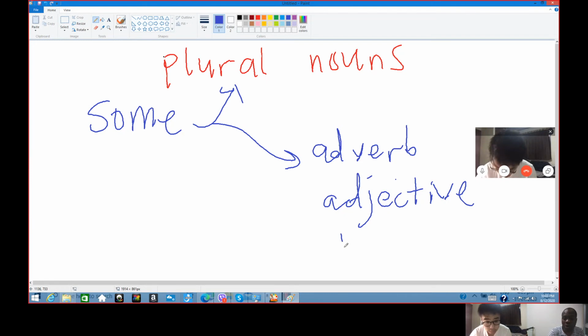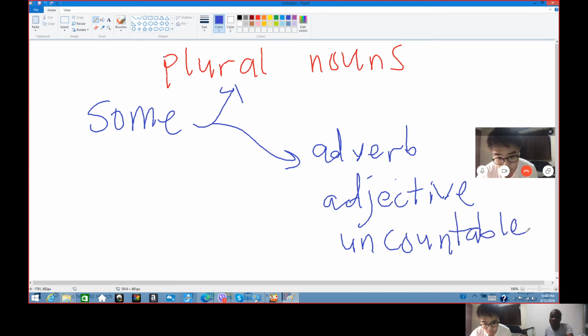Okay. Then also we have uncountable. This is very, very important. Uncountable. It can be followed by uncountable nouns. So if you use some, you can use it with uncountable nouns. Uncountable. Okay, now let's look at the examples.